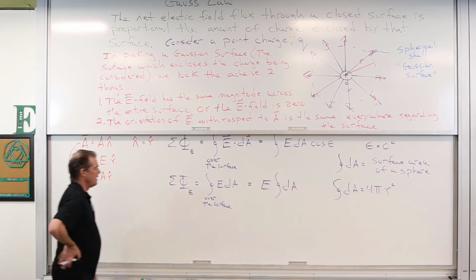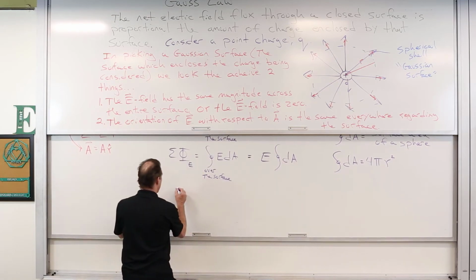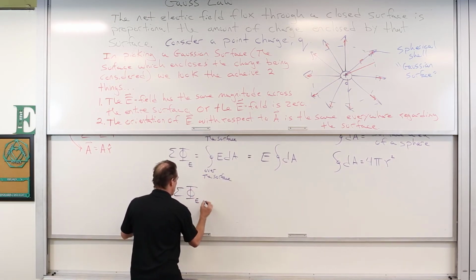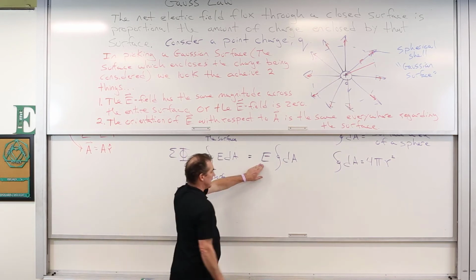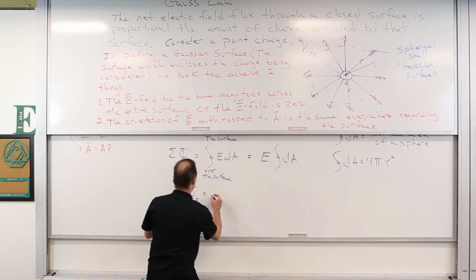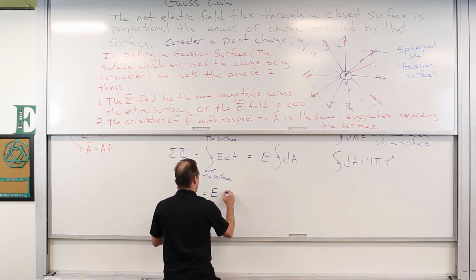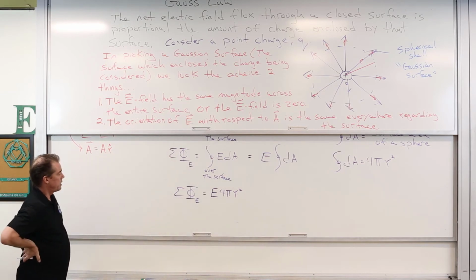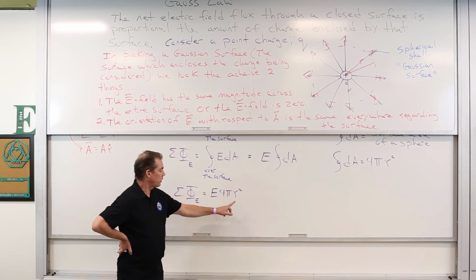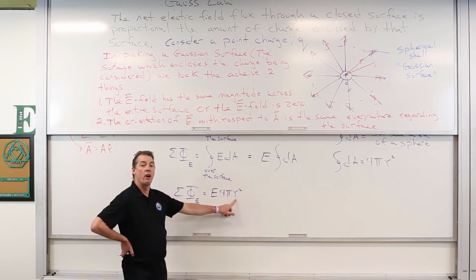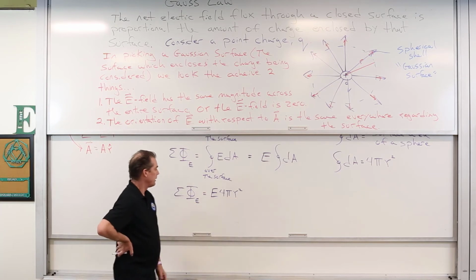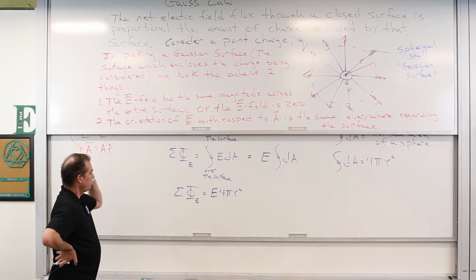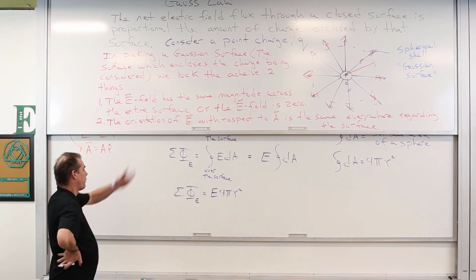So what do we get out of this? Well, we've got ourselves then the net electric field flux through the surface is going to be E times 4 pi r squared. Fantastic. Look at that. There is the total electric field flux through our closed surface that is a spherical shell that exists at a radial distance r away from our charge.